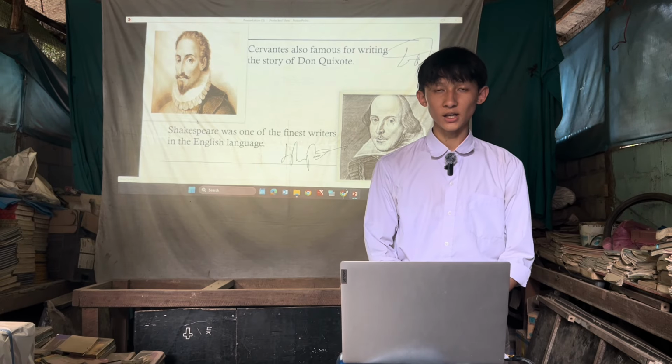Shakespeare, William Shakespeare was his full name, 1564 to 1616, is the final pillar in this quartet of transformative writers. And Shakespeare was one of the finest writers in the English language.